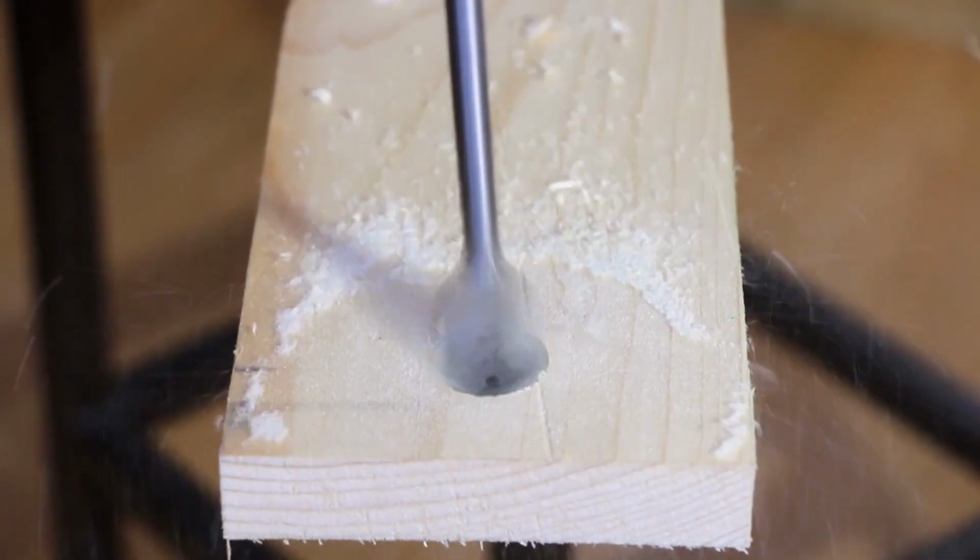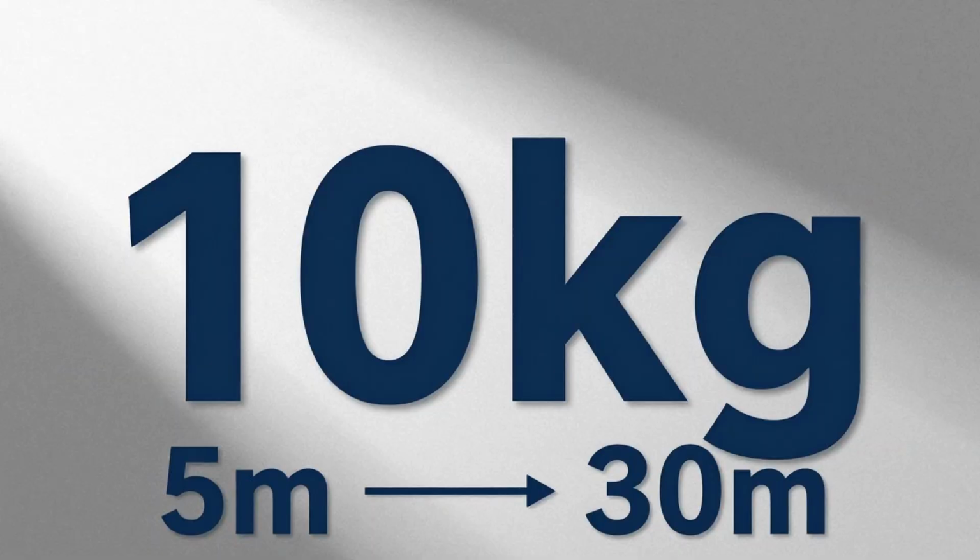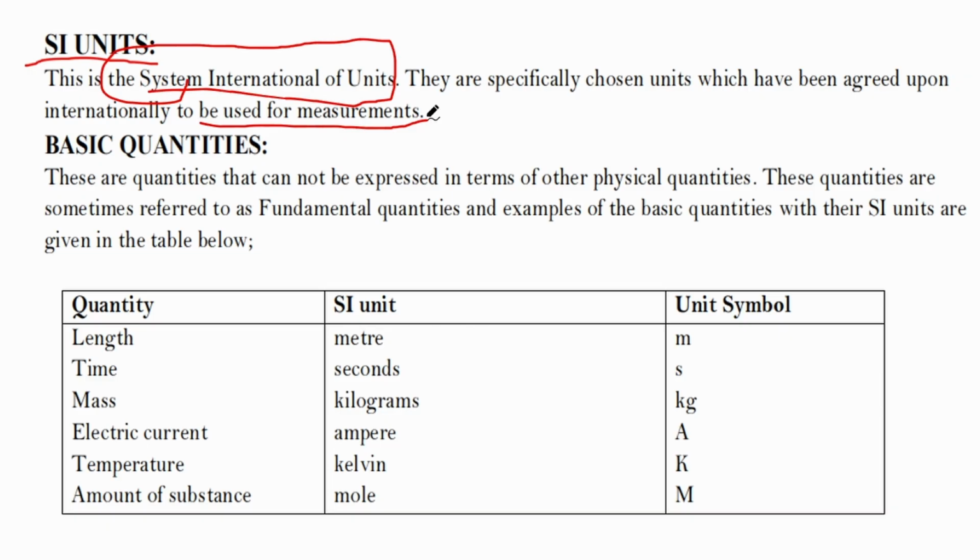It must have two parts, the magnitude and the unit or the standard measurement. Examples, for instance, length 5 meters, mass 10 kilograms, time 2 seconds. If you say 5 alone, that is incomplete. If you say meters alone, that is incomplete. But if you say 5 meters, that is a correct physical quantity, because you're telling us a unit and you're also telling us a magnitude.